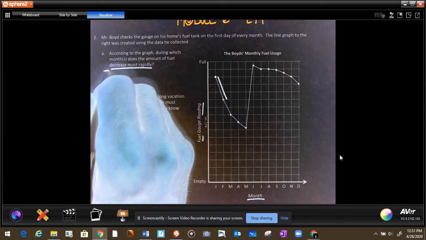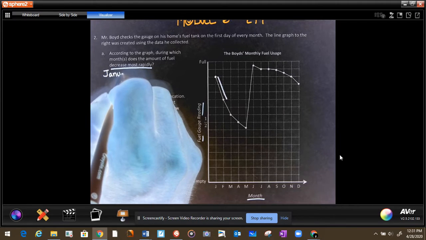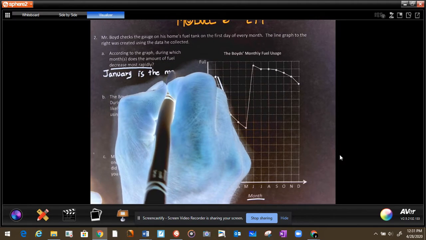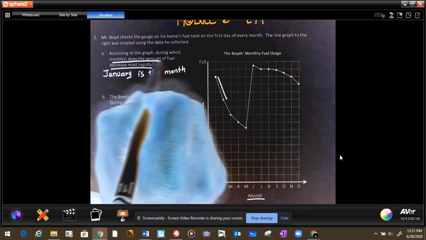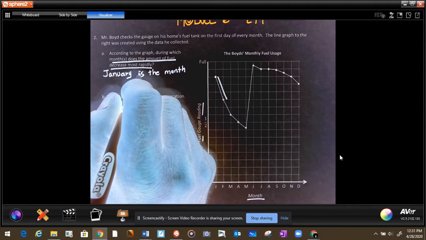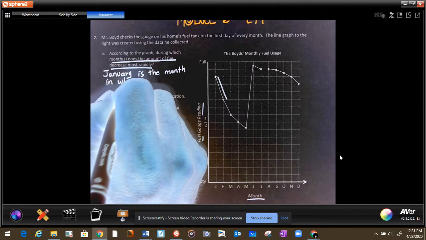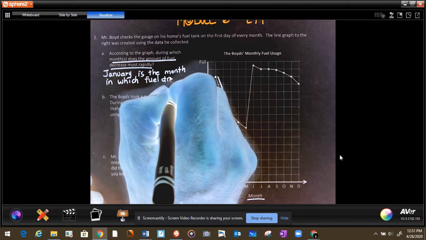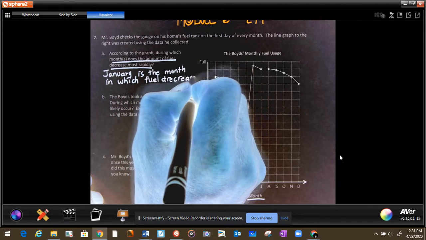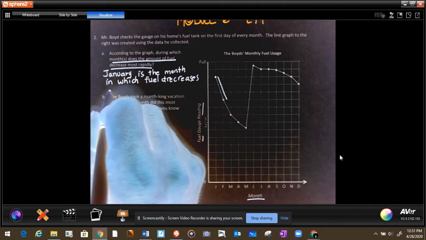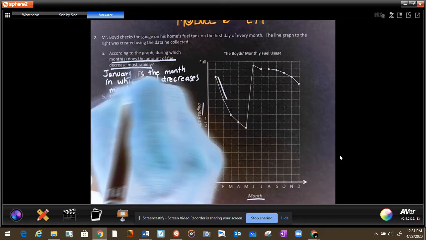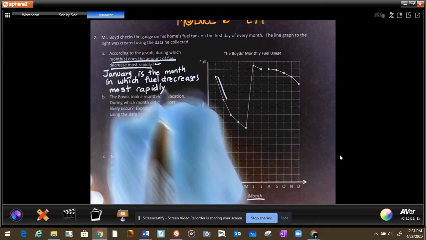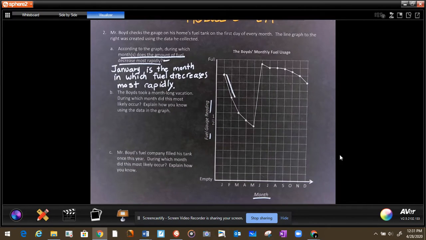January. You can see that January is the month. And remember, use the question to find the answer to the question. The month in which fuel decreases most rapidly. And look, I'm using the same words they use in the question. Most rapidly. All right. Question number 1 is answered accurately.